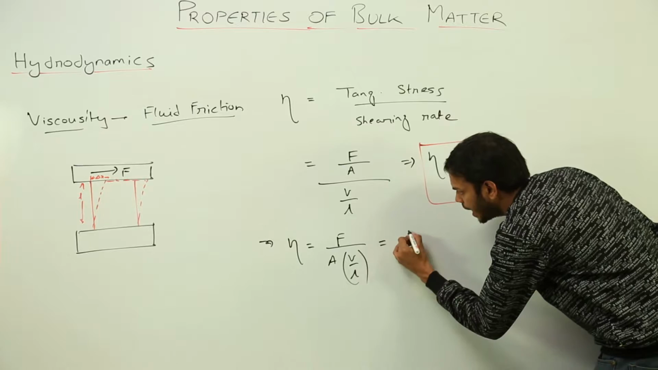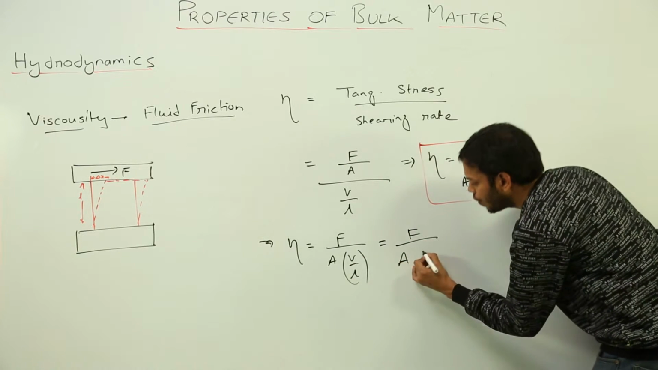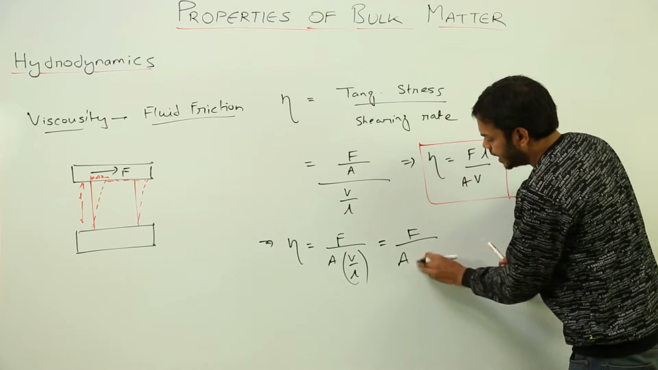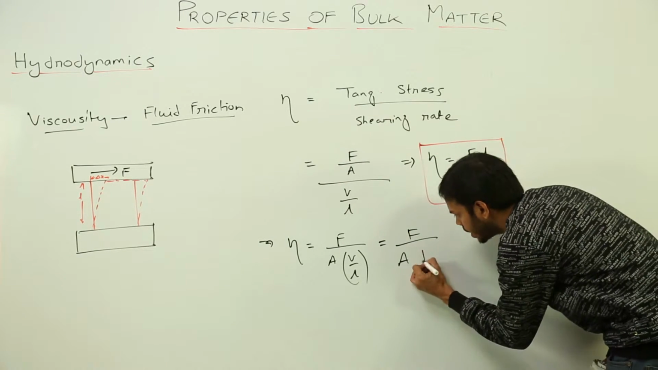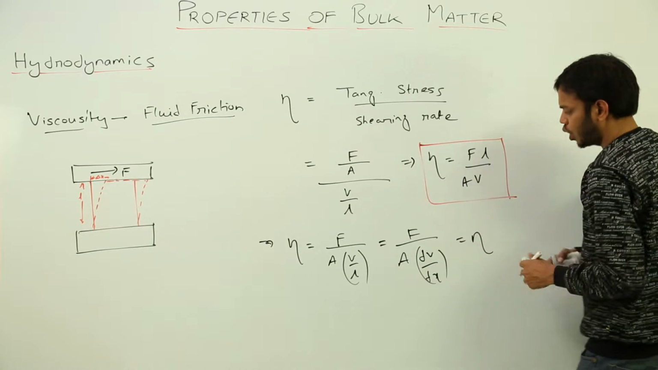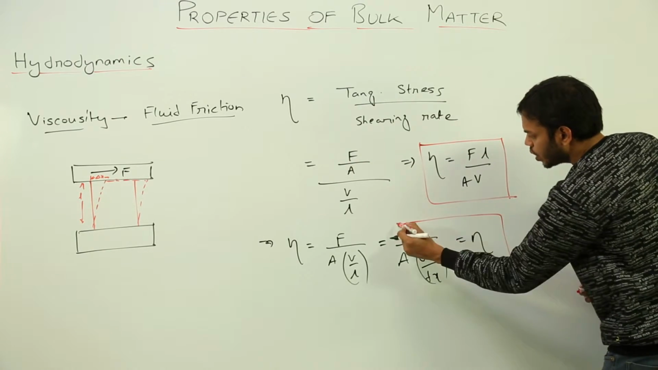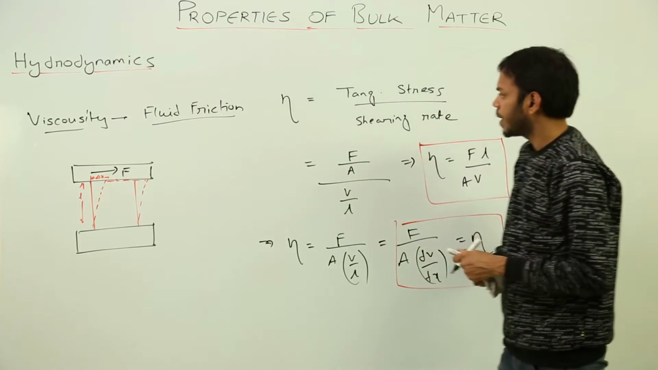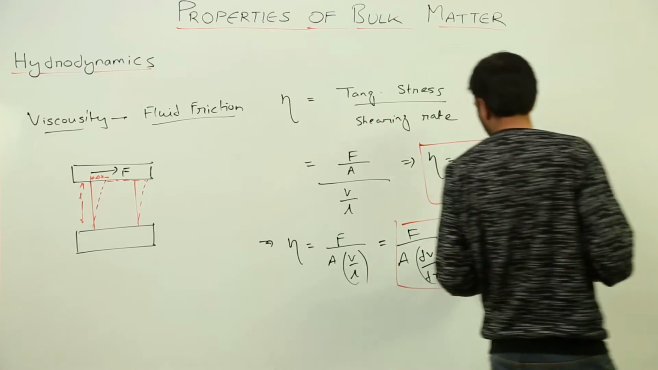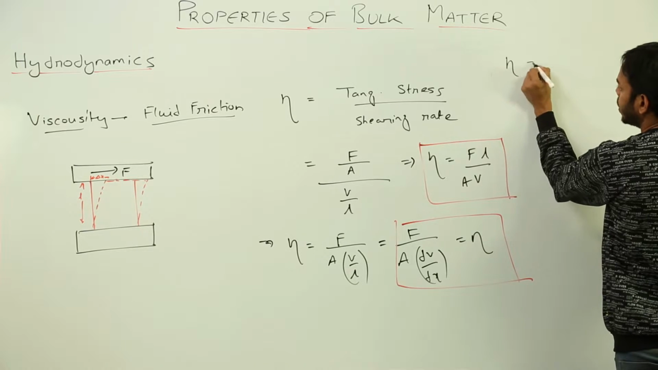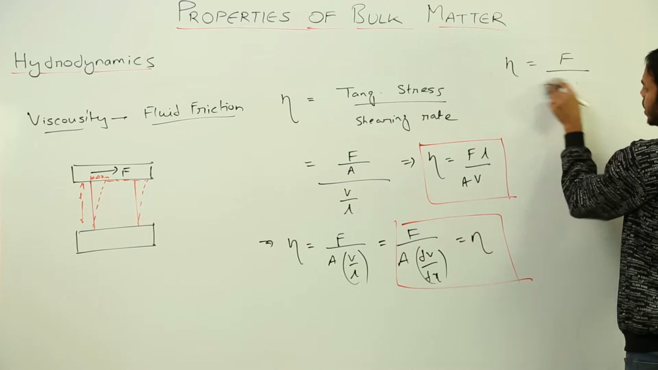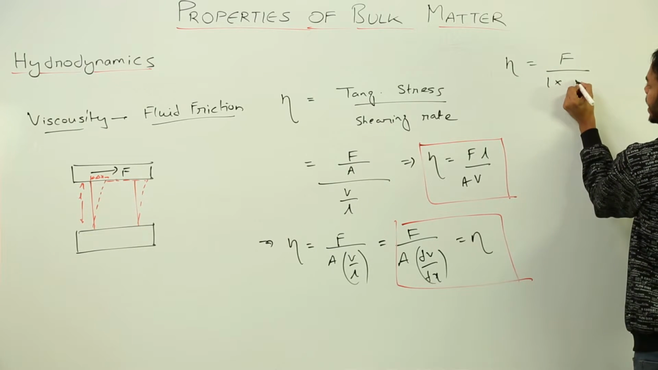So instead of velocity gradient, it is written as dv upon dx, the rate of change of velocity with respect to length, dv over dx, right? This is another formula for viscosity which is very useful during numericals. Now, if I have to define viscosity, I can define it from this formula. Viscosity will be equal to F if the area of cross section is 1 and velocity gradient is 1.